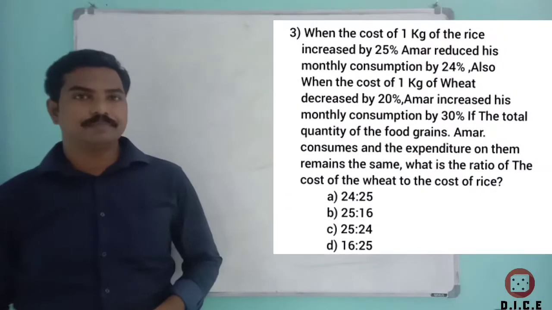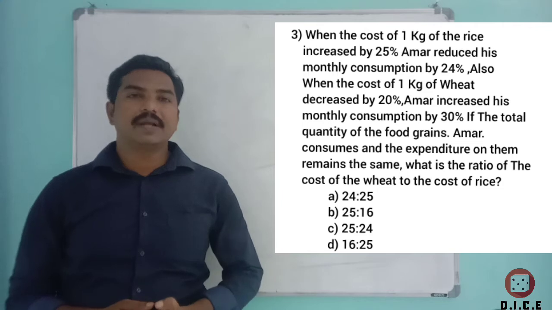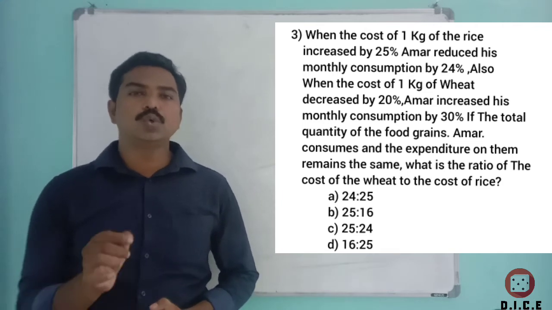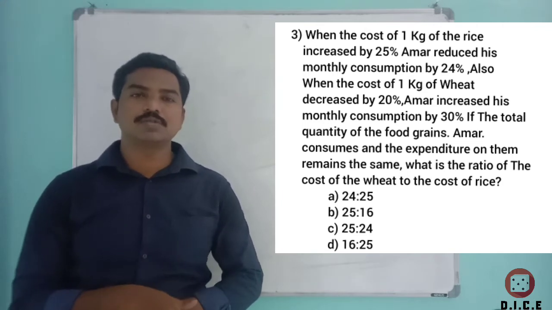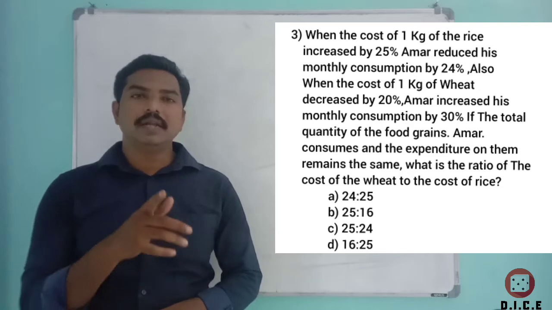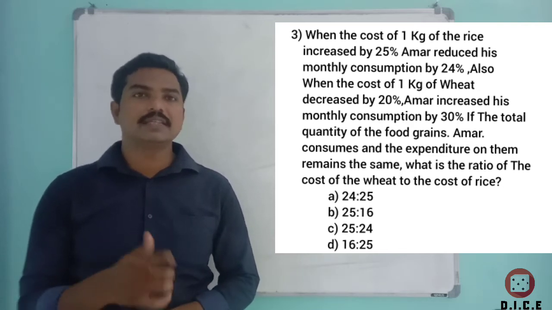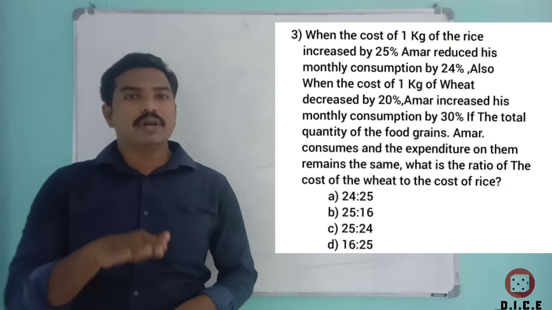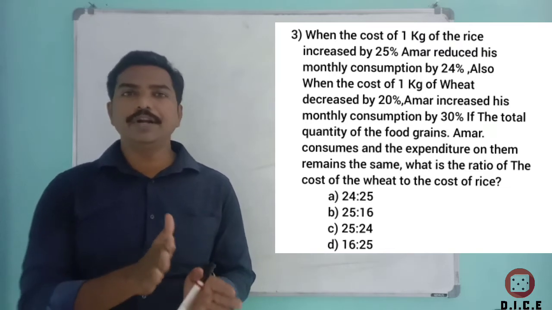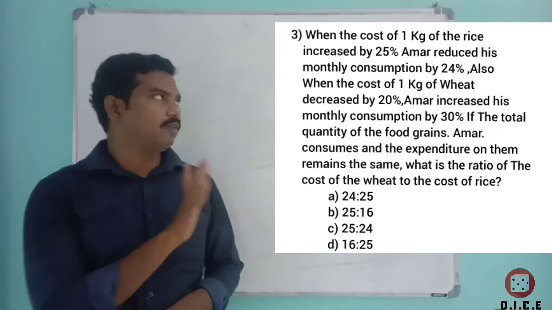Question number 3 here. On rice, the price increased by 25%, due to which a person decreases consumption by 24, and on wheat a decrease of 20%, a person raises consumption by 30%. So before the increase and decrease, what is the ratio of wheat to rice? That is the question. If you go through the question, that will be understood.